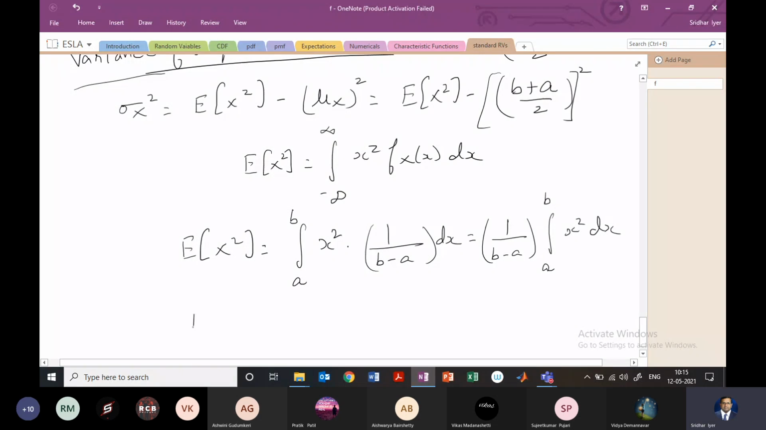Therefore, e of x square here will be 1 by b minus a, and you'll have x cubed by 3 going from a to b. The limit going from a to b.